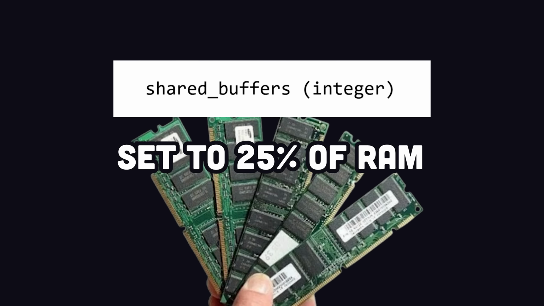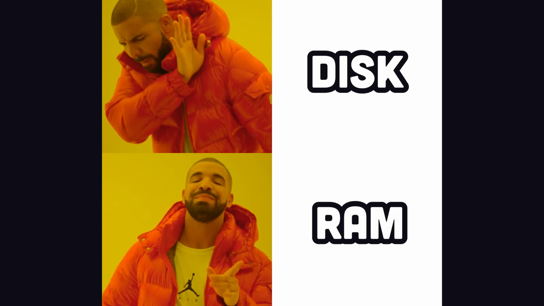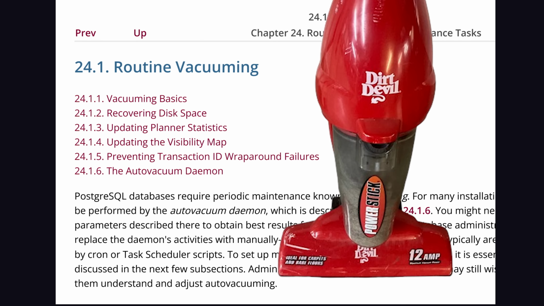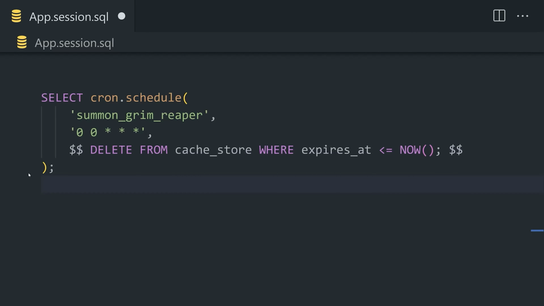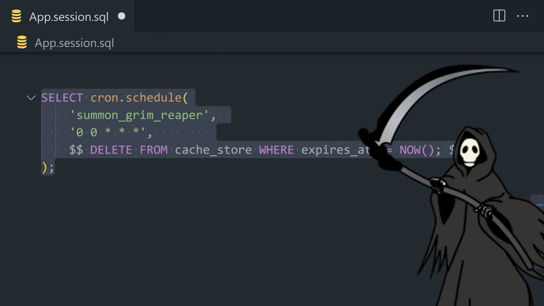Then you can update the Postgres config to store it in a shared buffer, which will keep the data highly available in RAM, and then summon the autovacuum daemon to avoid bloat, and maybe throw in pg_cron to automatically delete any entries with an expired time to live.